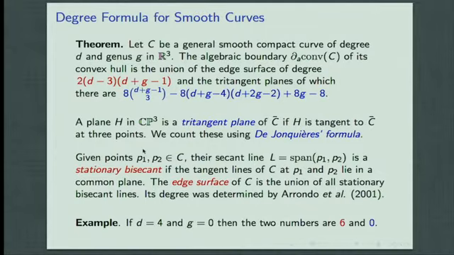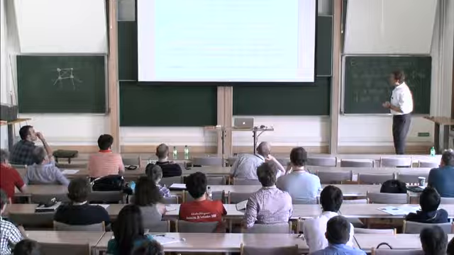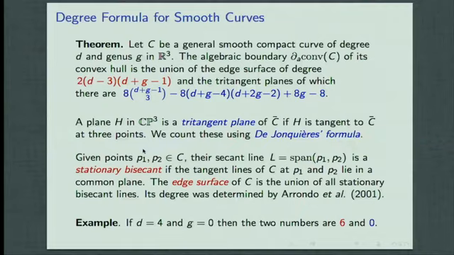A picture says more than 1,000 words, so let's see an example. Let's look at d equals 4 and g equals 0. So g equals 0 means it's a Riemann surface without holes. So it's the Riemann sphere, right? Rational curve. And we're going to look at a quartic curve in 3-space that's rational. So in this case, the blue number is 0. There are no tritangent planes. And then the stationary bisecants, the edge surface, will be a surface of degree 6.